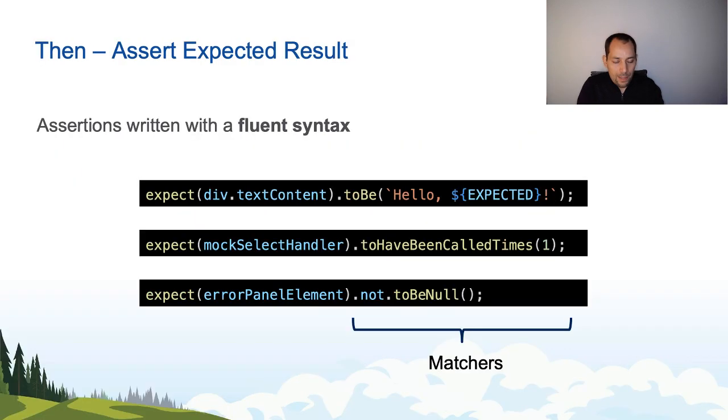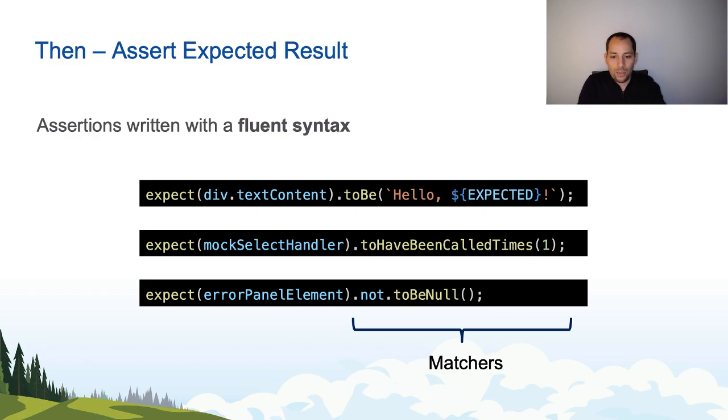And finally, the last and final phase is the then phase. This is where you write your assertions. Now, Jest is very, very interesting because it's also using a fluent syntax again. And the value of this is that it's very easy to read those assertions. Even if you do not know Jest yet, I think you can understand what these three different examples are doing. It's something that you can really read out loud and you can understand very easily.